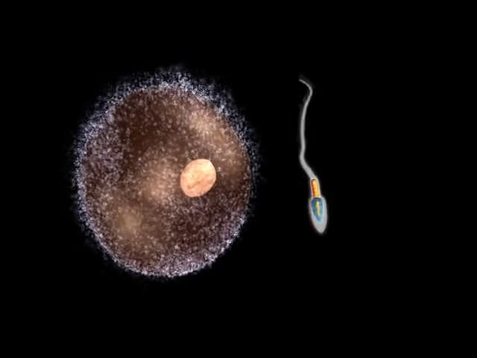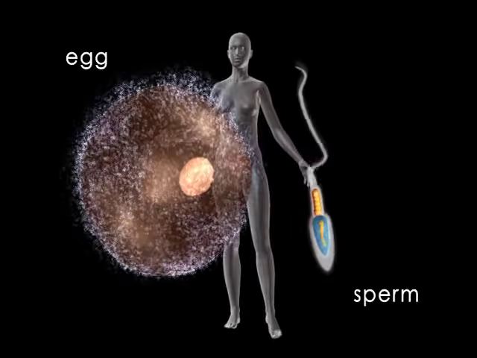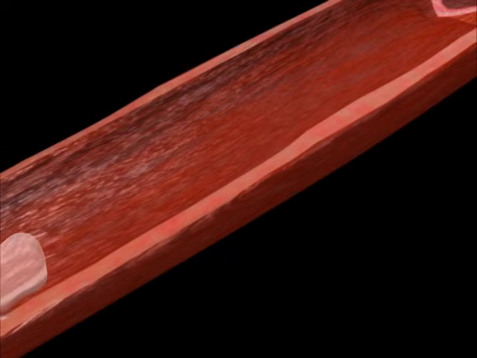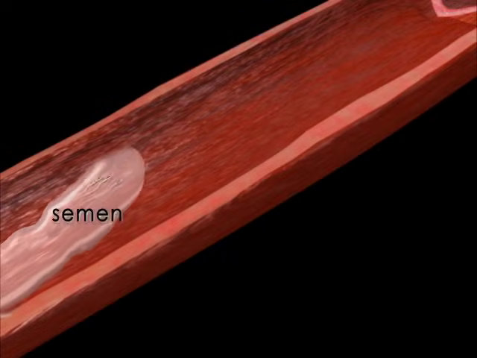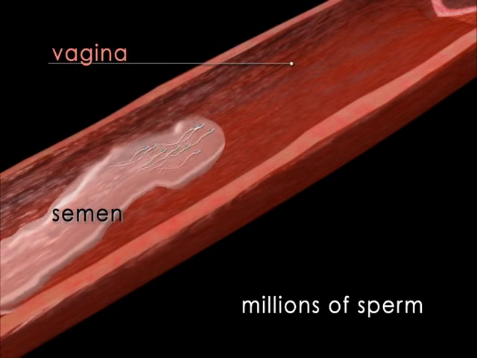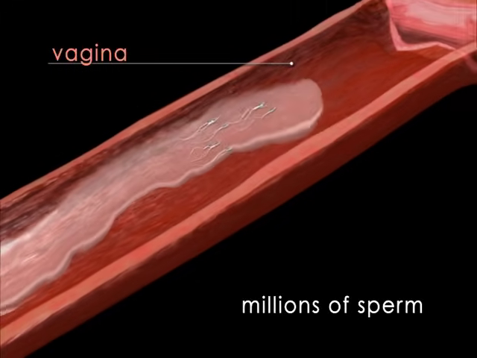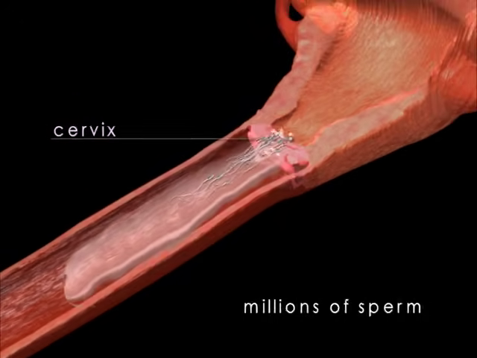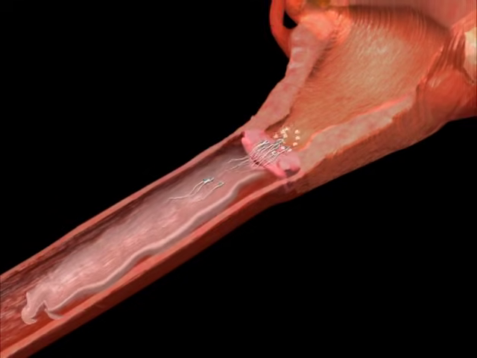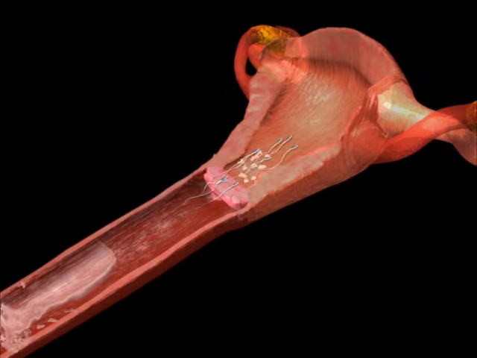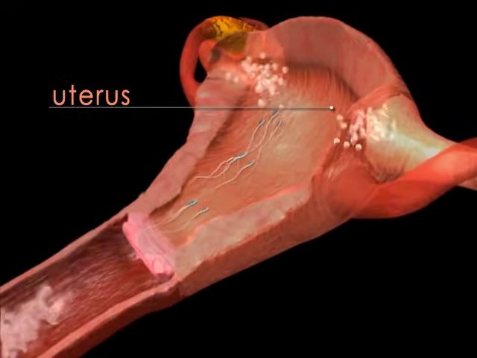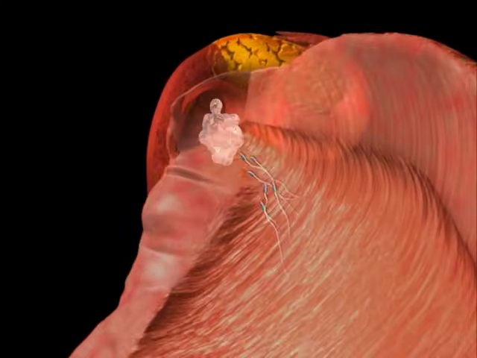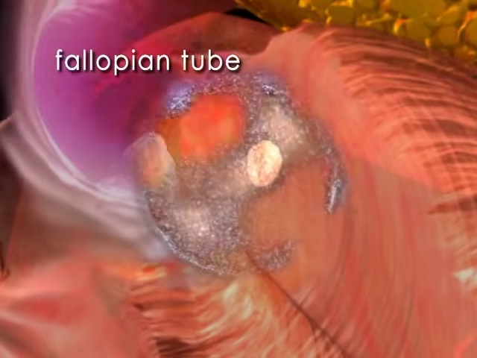For a new human being to form, an egg and a sperm have to get together. During sexual intercourse, the male's penis releases or ejaculates semen containing millions of sperm into the vagina. The sperm begins swimming towards the cervix. Of the millions of sperm in the vagina, only a tiny fraction are able to get through the cervix and into the uterus. Propelled by their whip-like tails, sperm continue to swim through the uterus and into the fallopian tubes.